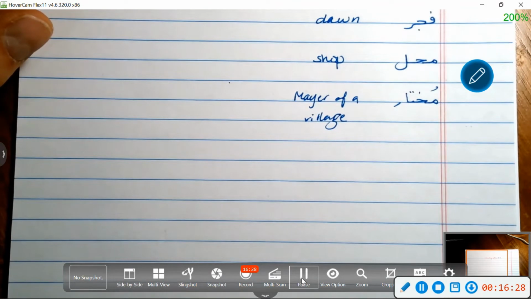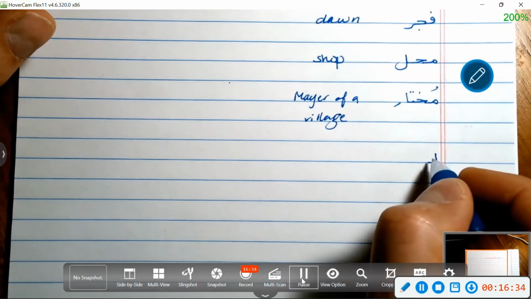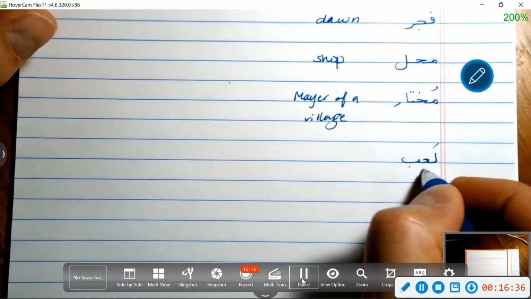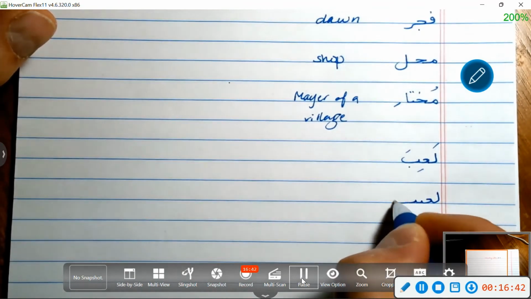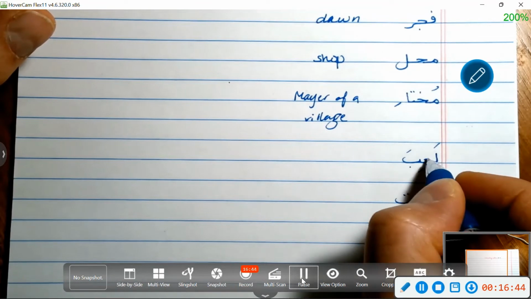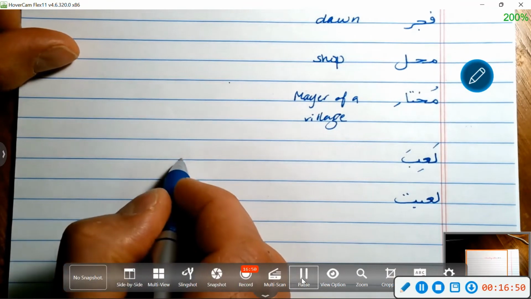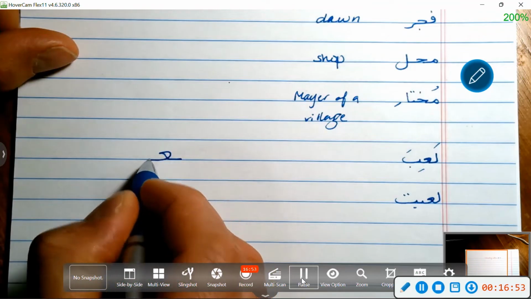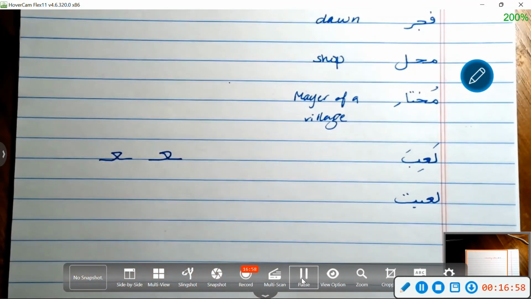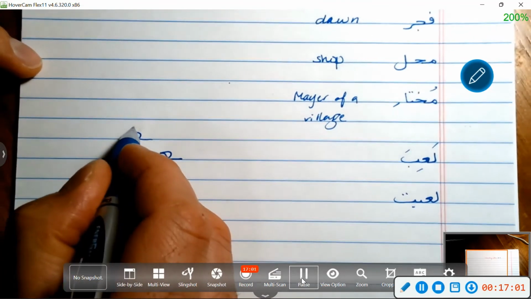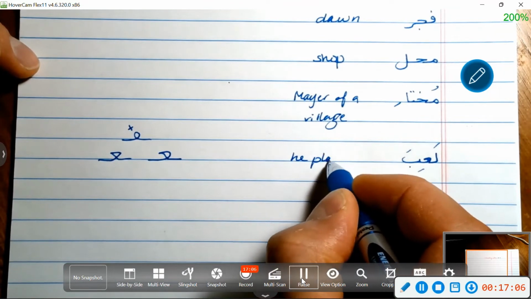We have also لعب, لعبة. This is a verb. Feminine form is لعبت. See the ayn is closed. So we close it like this. We go like this. Some people like to make it like this. It's okay, doesn't matter. But don't make it like this. This is wrong. So لعب يعني he played. لعبت means she played.